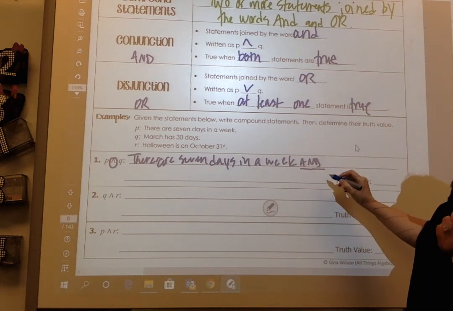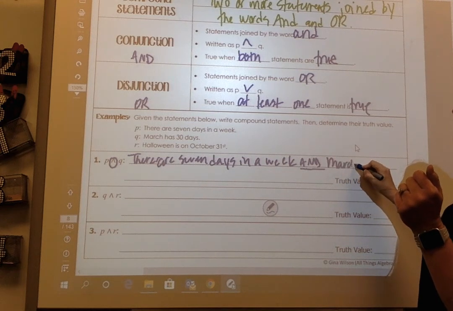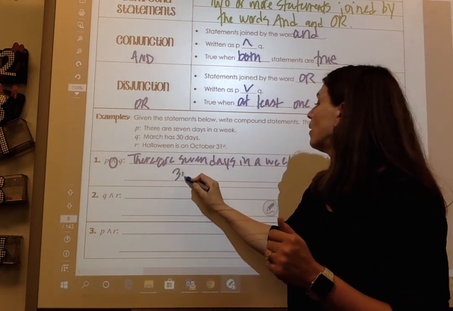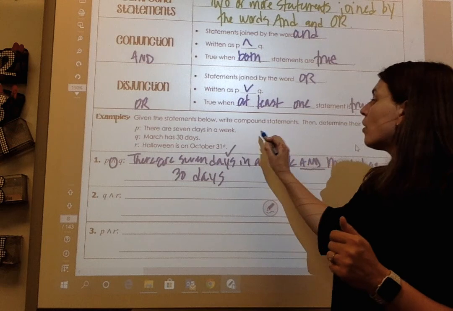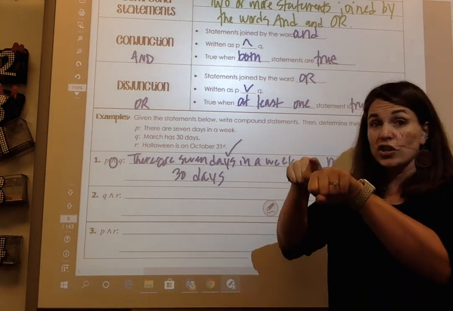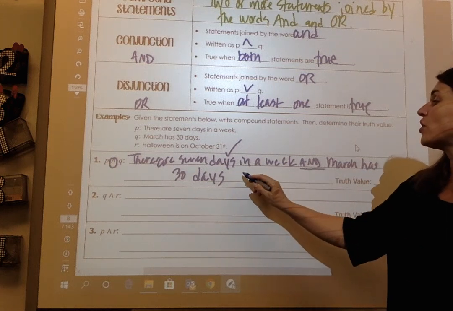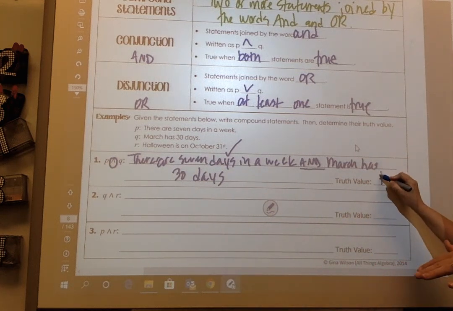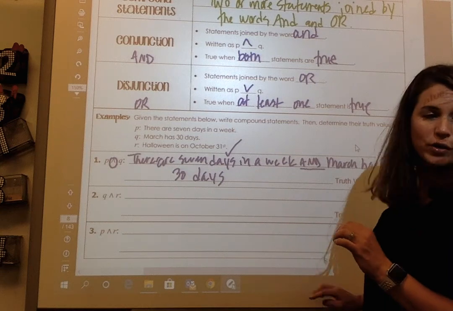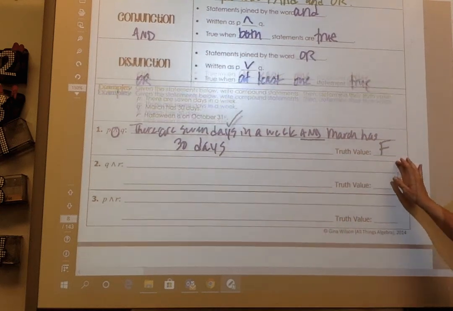And March has 30 days. Well, there are 7 days in a week. Now let's look at March. January, February, March. No, March has 31 days. March has 31 days, so this is not true. It's false because March only has 30 days. So my truth value here would be false.